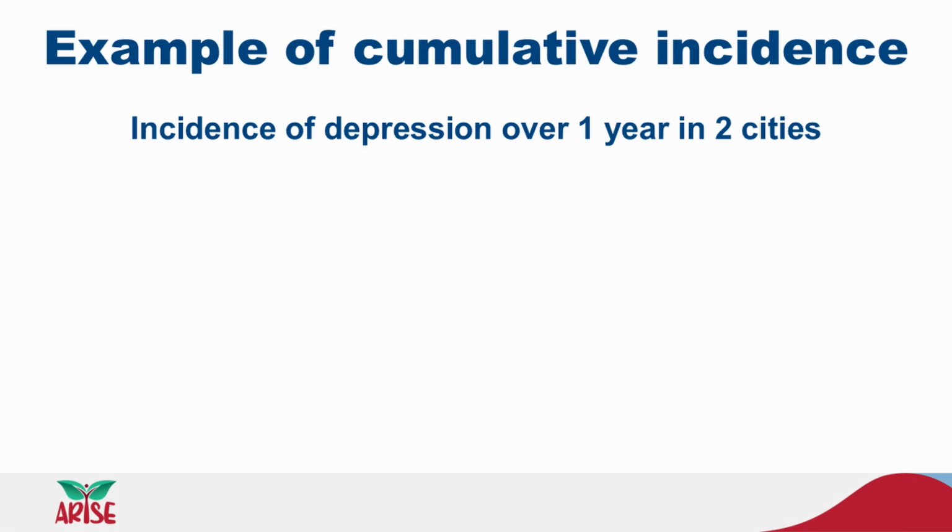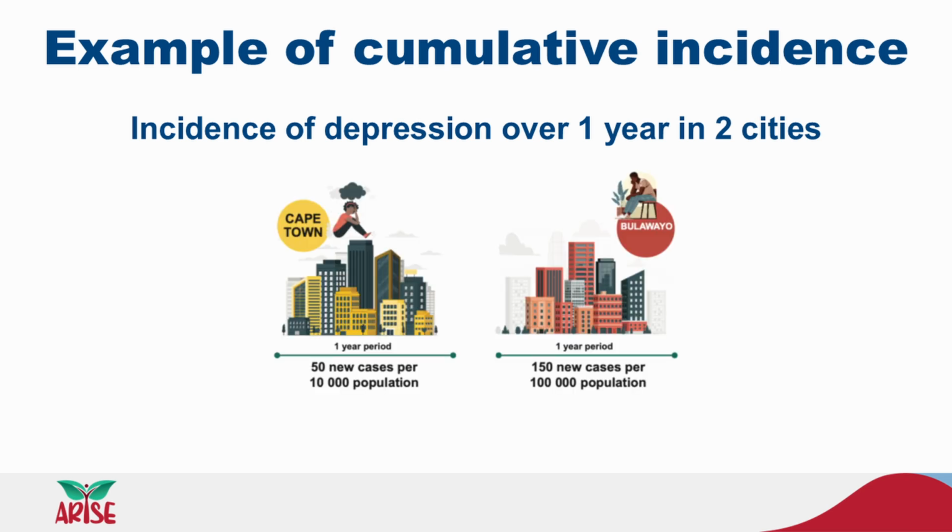Let's have a look at the cumulative incidence of a diagnosis of major depression as determined by the latest version of the International Classification of Diseases over 1 year in 2 different cities. In Cape Town on the left, there were 50 new cases of depression diagnosed over the year, and in Bulawayo, there were 150 new cases. It could be easy to conclude that there are more new cases of depression in Bulawayo. However, what denominator was used? In other words, how many people were there in the population at risk?